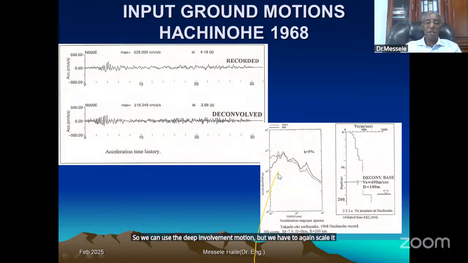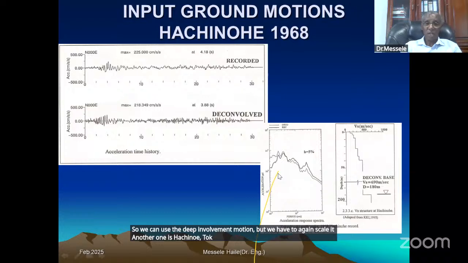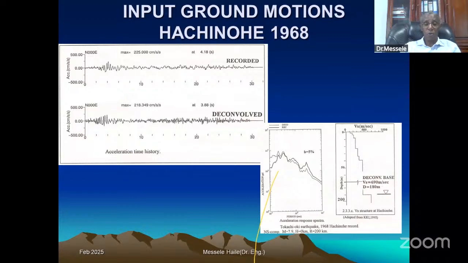Another one is the Hachinohe Tokachi-oki earthquake of 1968. This is the one I said was almost at zero, so it has a lot of surface wave. It's a long period earthquake, about 2.2. This is also deconvolved for the Hachinohe site. Then the spectra also look like the lower one.